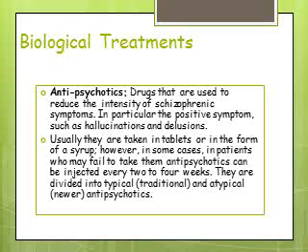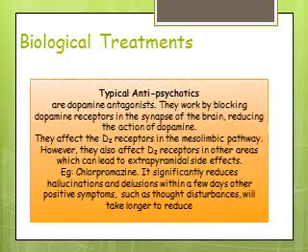Biological treatments then. Antipsychotics, these are drugs that are used to reduce the intensity of schizophrenic symptoms, in particular the positive symptoms such as hallucinations and delusions. They're usually taken in tablet form or in the form of a syrup, but in some cases the patients can be injected if they fail to take the antipsychotics themselves. They are divided into two types, typical, which are traditional, and atypical, which are the newer antipsychotics.